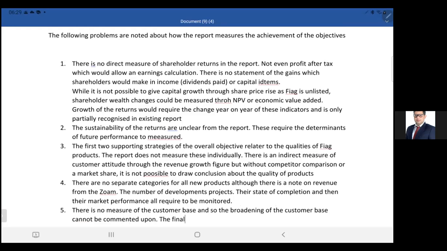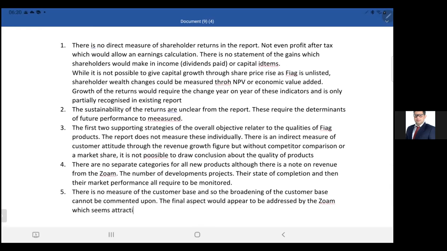The final aspect would appear to be addressed by the Zoom, which seems attractive to those who may previously have not been willing or able, that is, suddenly to make the physical effort. That's it.